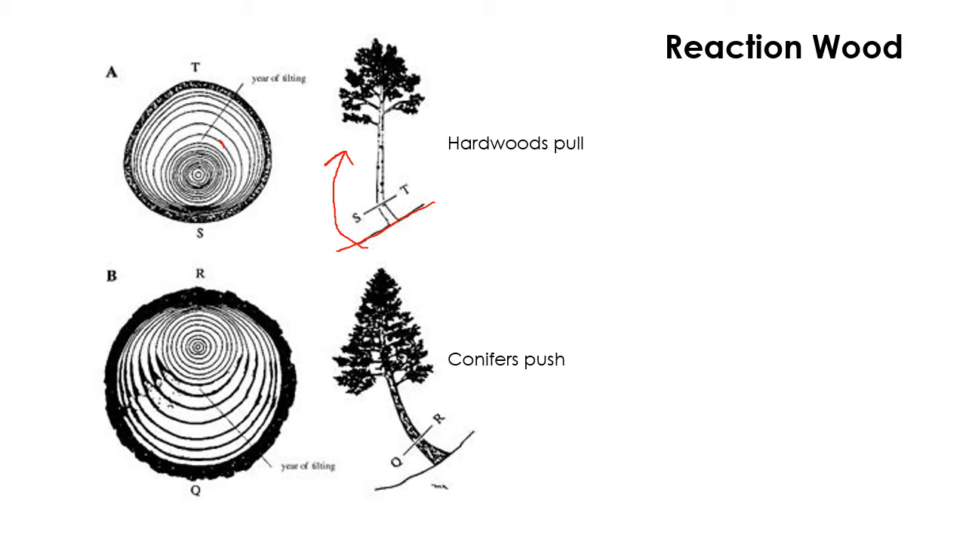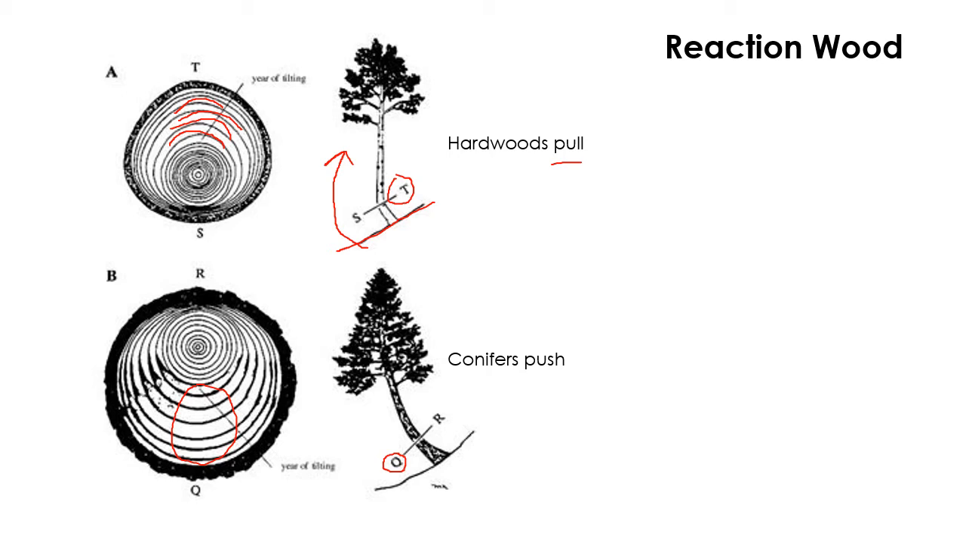Hardwoods put thicker rings on the uphill side. And the concentration of fibers in these rings is also really high. So we have this really strong, springy wood that they put on the uphill side to pull themselves back up. So hardwoods pull up. Conifers do kind of the opposite thing. On the downhill side, they put thicker rings, and those rings have more tracheids in them, and so they push themselves up to brace themselves.